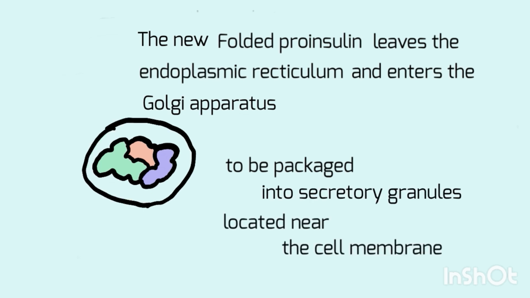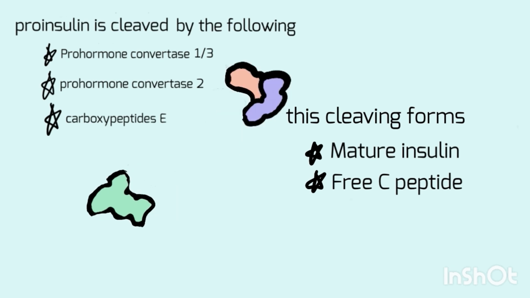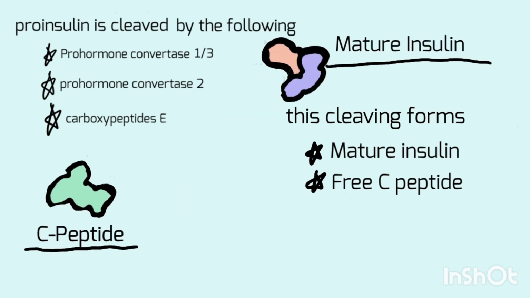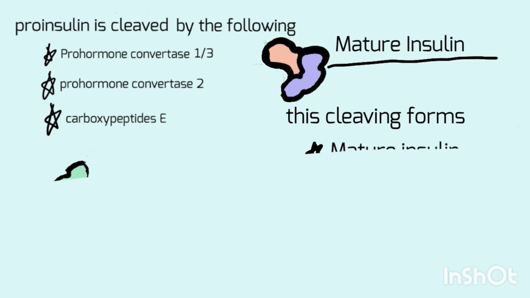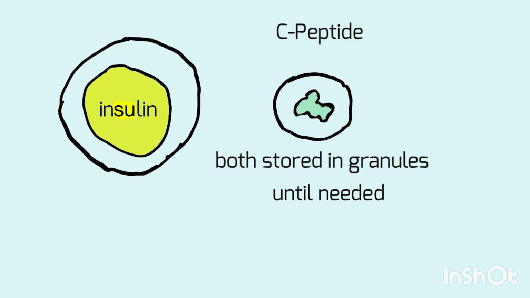It is delivered to the Golgi apparatus, where it is packaged into secretory granules located near the cell membrane. During the maturation stage of the granules, prohormone convertase 1/3, prohormone convertase 2, and carboxypeptidase E cleave the C peptide from proinsulin to produce mature insulin and a free C peptide. The insulin and C peptides are stored in the granules until they need to be released.